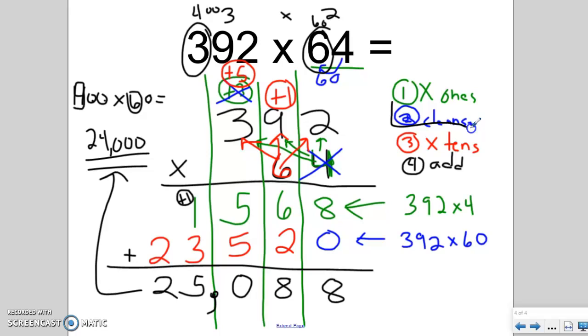Most people forget the cleansing step. They forget to add that 0. If I had forgotten to add that 0, my answer would have been so far from my estimate, I would have had a pretty good clue that I made a huge mistake. So that's 2-digit standard algorithm. Think to yourself, does this make sense to you?